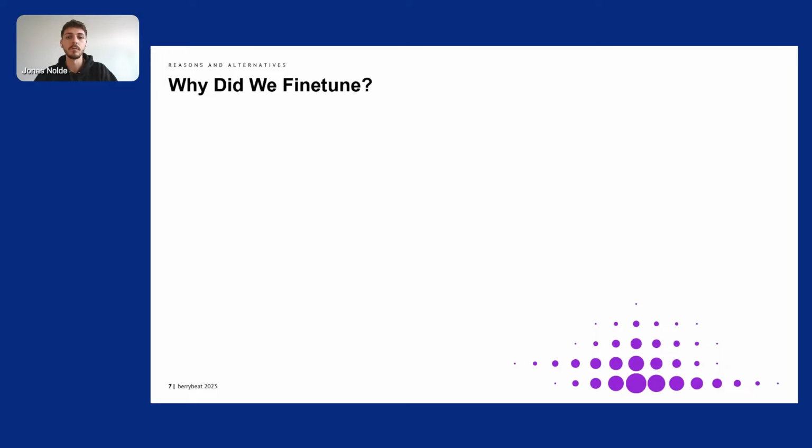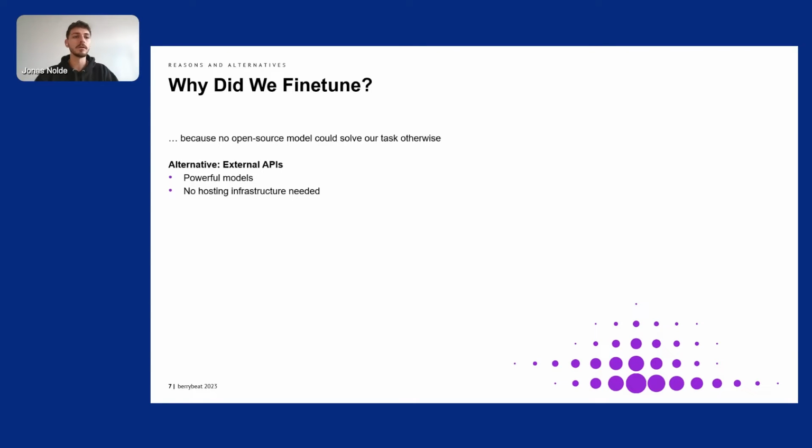Okay, but why did we fine-tune? Fine-tuning a model takes a lot of work. We did it because no open source model could solve our task otherwise. Instead, we could have used an external API to OpenAI's models, for example. They are very powerful and could do text-to-Cypher translation out of the box. And also, we don't have to have an infrastructure for hosting the model. In our case, the problem was that our customers' natural language inputs could contain sensitive information. And for data privacy and security reasons, we couldn't use external APIs. We have to host an open source model ourselves to keep everything private.